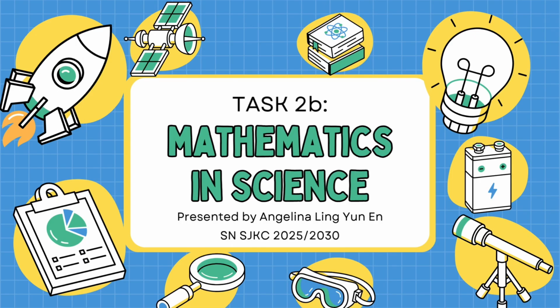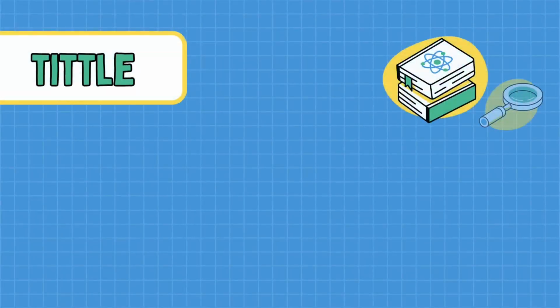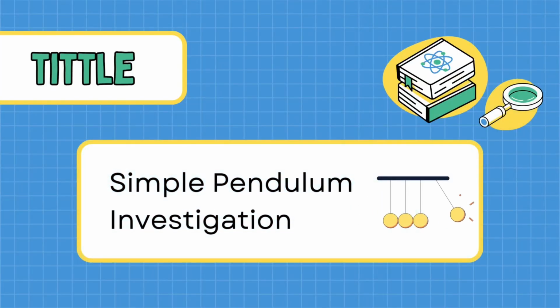Today, I will present Mathematics in Science Task 2B. Today, I will present my report about simple pendulum investigation. In this presentation, I will explain the experiment, the data collected, and most importantly, how the value of g can be determined from the experimental data.